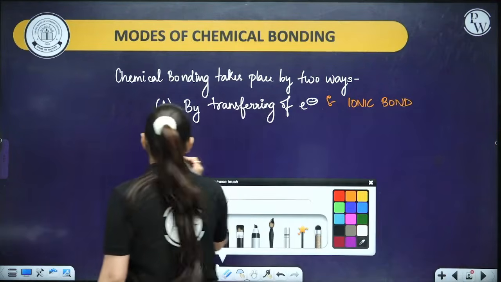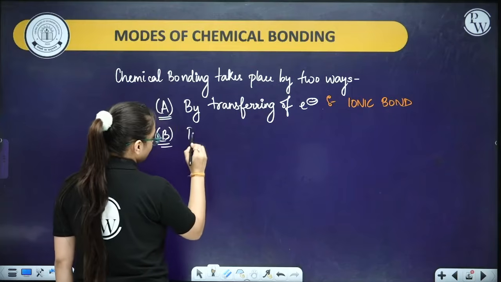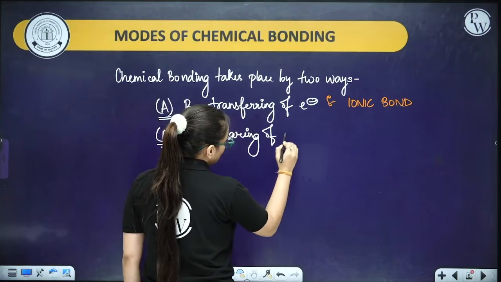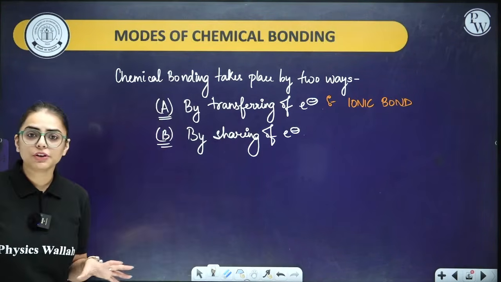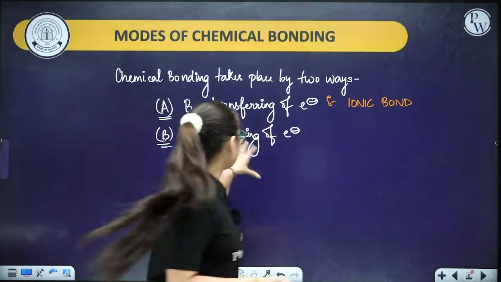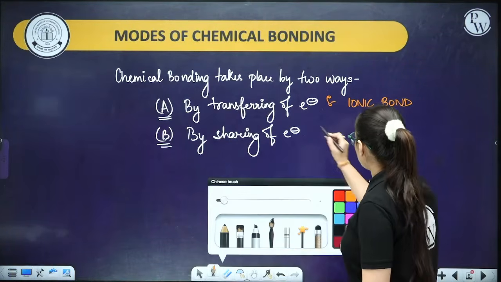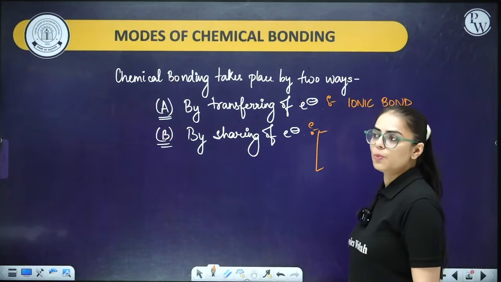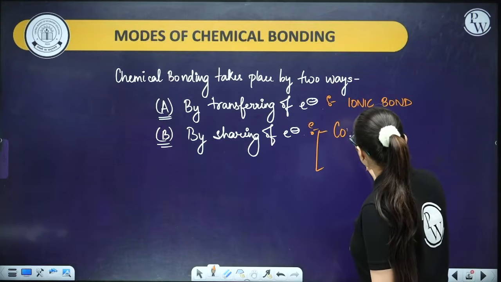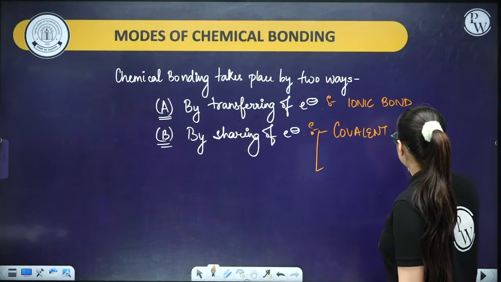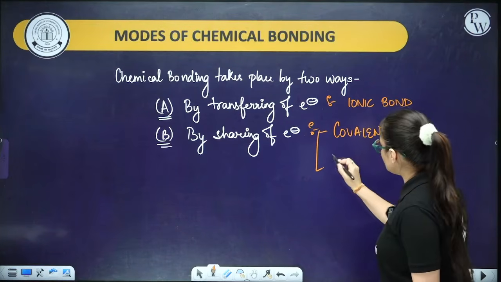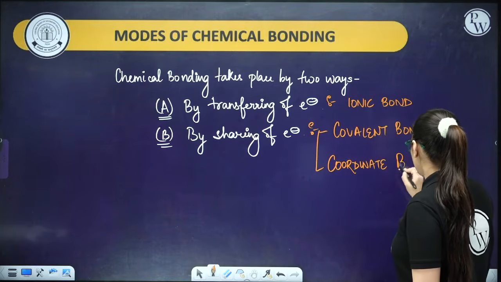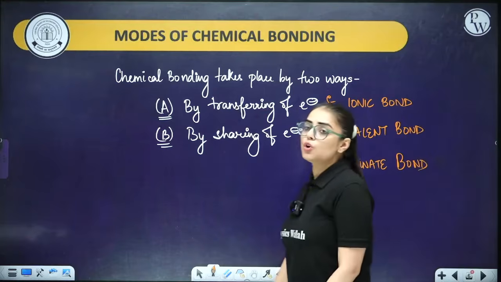What is the next way? Another way is by sharing of electrons. By transferring of electrons, you create a chemical bond such as an ionic bond. By sharing of electrons also, you create a bond. Now by sharing, you can obtain two kinds of bonds. The very first will be your covalent bond, and the other one will be your coordinate bond.